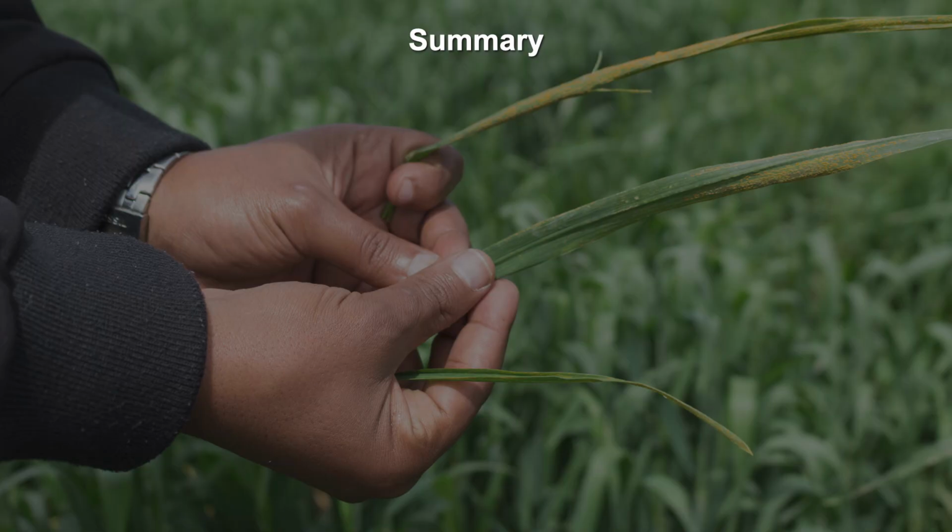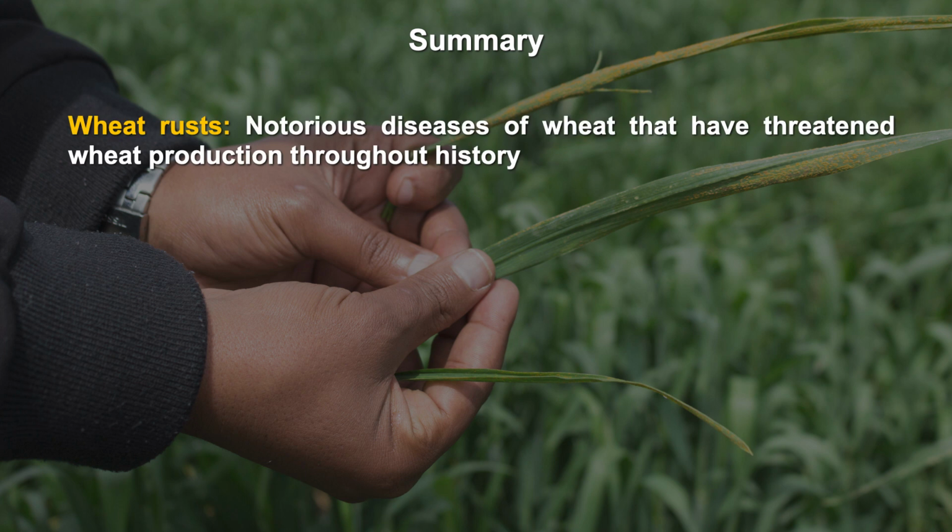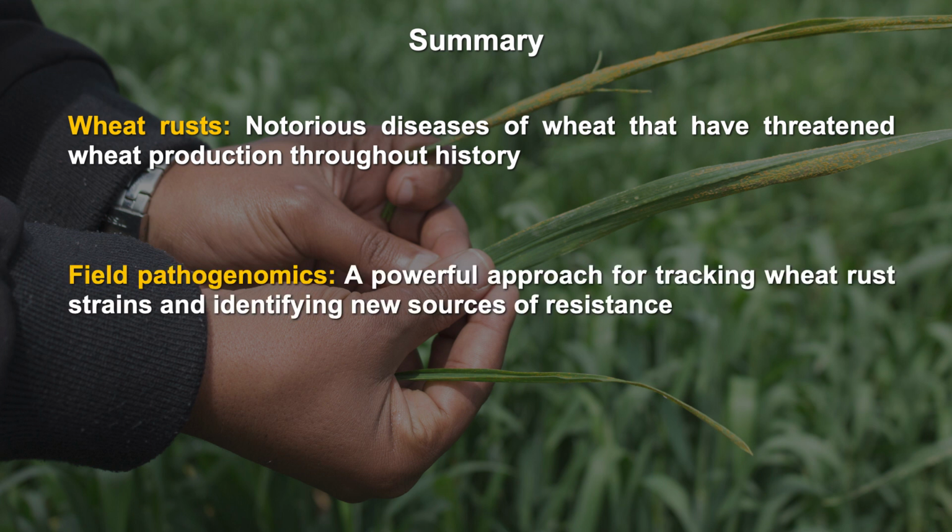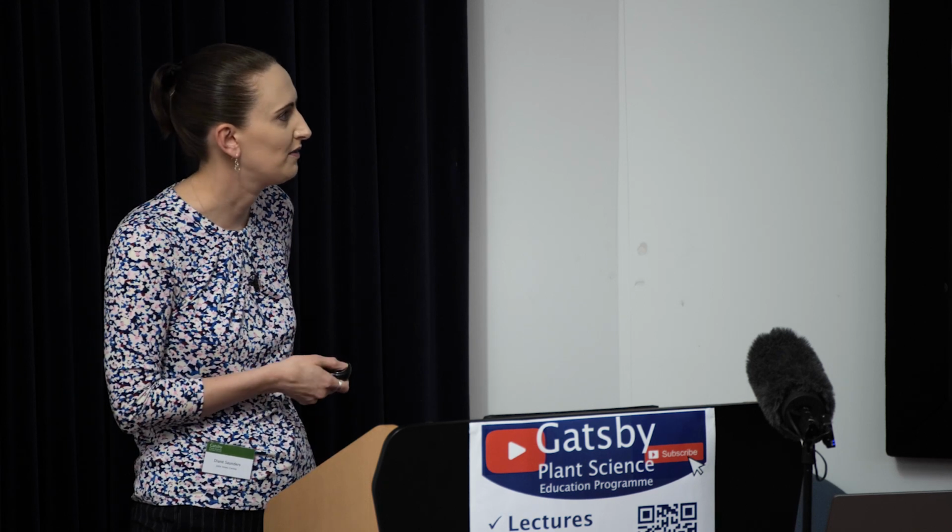Okay, so then in summary today, I think we've looked at how these wheat rusts are notorious diseases of wheat that have threatened wheat production since really the dawn of agriculture, and they continue sadly to threaten wheat production today. And we've been looking at how we can actually use this field pathogenomics, so all of the advances in sequencing technologies, the phenomenal new approaches that are coming out, and how we can use these kind of methods for tracking individual strains of the wheat rusts, but also on the plant side, looking at how we can use all of these revolutions in genomics to identify new sources of resistance.